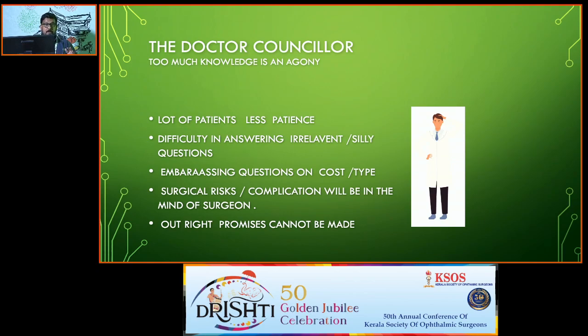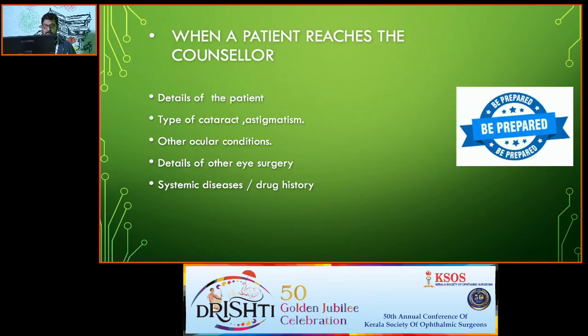So let them be made by our counselors. When a patient comes to you, you should be prepared. By the time they come to us, looking at the records, we know the details of the patient's type of cataract, whether they have astigmatism, whether they have other ocular diseases, and details about other eye surgery.